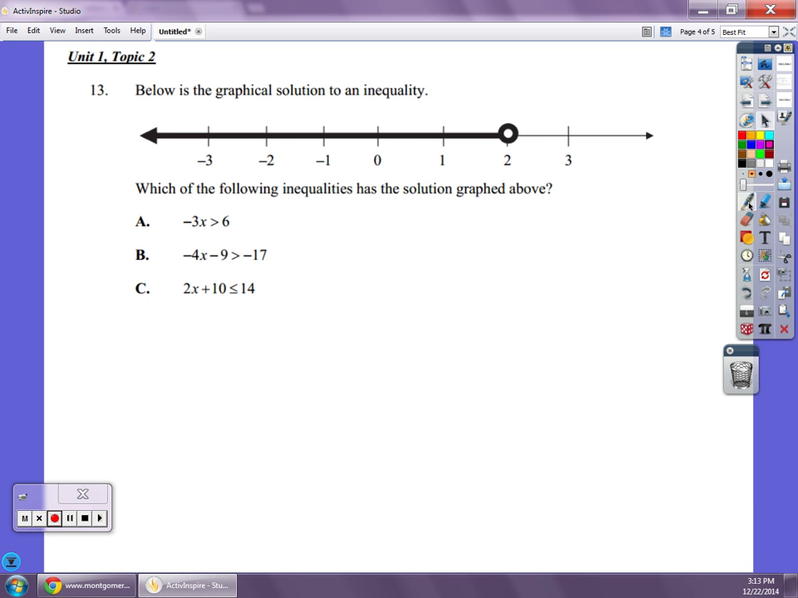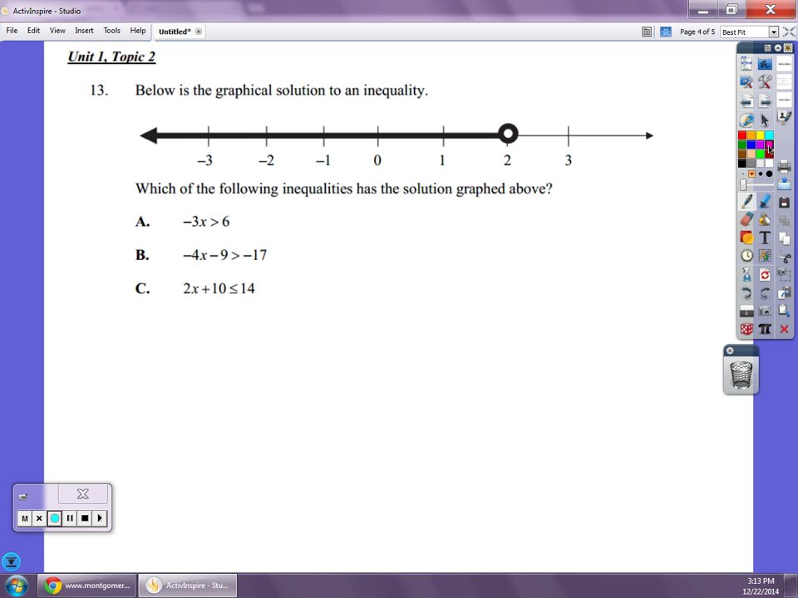Today we're looking at Unit 1, Topic 2, Question 13 from our Algebra 1 exam review packet. All right, below is the graphical solution to an inequality. Which of the following inequalities has the solution graphed above?